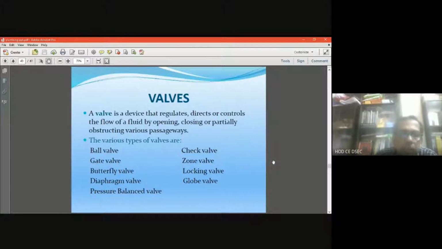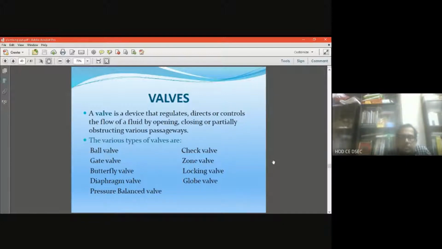Now there are various types of valves. Let me discuss one by one. First I will discuss the ball valve, then the gate valve, then the butterfly valve, then the diaphragm valve, then pressure balance valve, check valve, zone valve, locking valve, and the globe valve. So we'll discuss 9 types of valves today on the plumbing and fixtures portions.